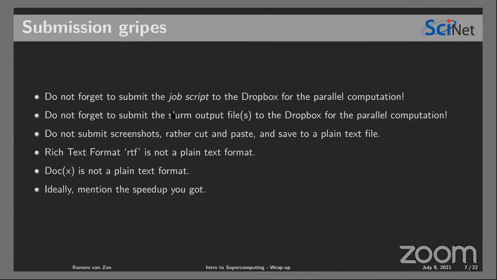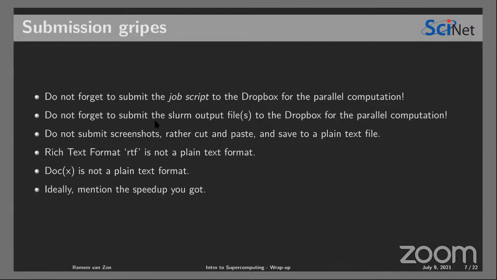Some people forgot a job script. So I got the output and I could see that something was done, but I didn't see what they actually submitted. Some people did the opposite and they submitted the job script, but not the output files. So then again, it was difficult to see what they got, and I would have to run that myself. And these are short scripts, so it's not a big deal. But you can imagine in a more involved case, I would want to know both.